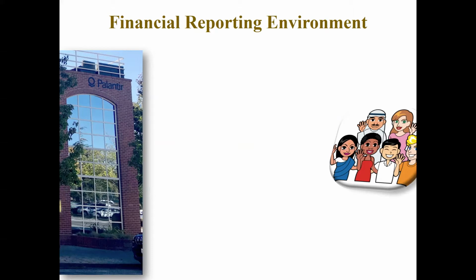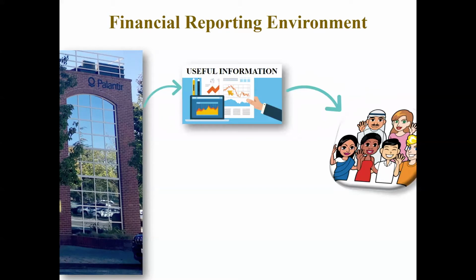The point I'm trying to get at is that even without required rules and regulations, sophisticated investors are going to want useful information before they'd be willing to give their money to Palantir, either through ownership or lending their money to Palantir through a credit arrangement. And so accounting rules actually would come about even in the absence of rules and regulations.